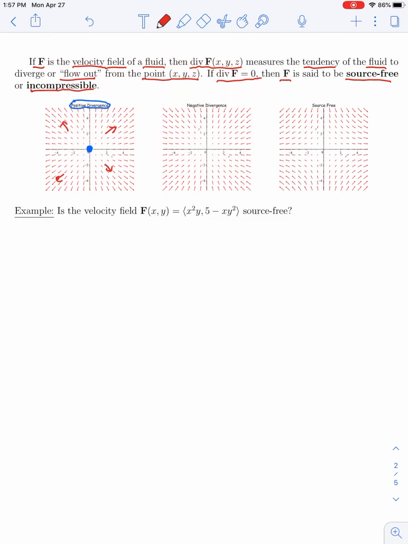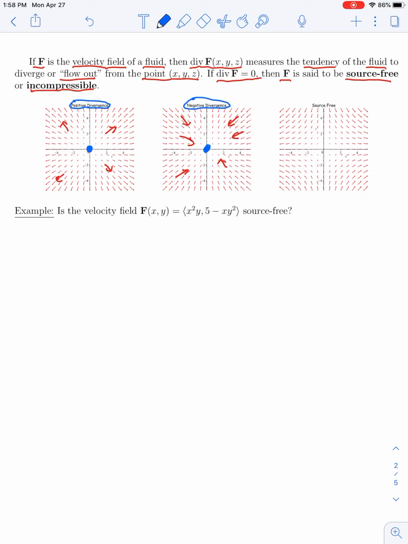In this second plot, we have a velocity field that appears to be a radial field, where all of our vectors are pointing inward towards the origin. So in this example, our velocity field is not flowing out from the origin, but flowing in towards the origin. So this would be an example where we would have a negative divergence.